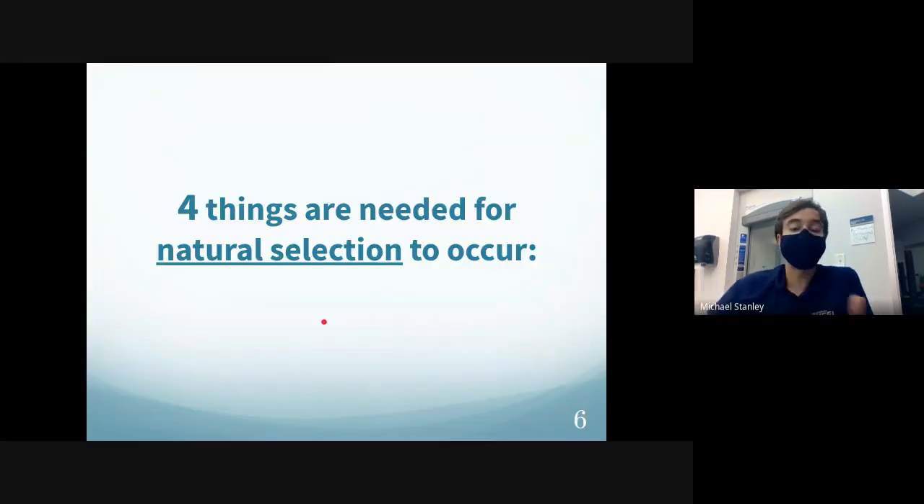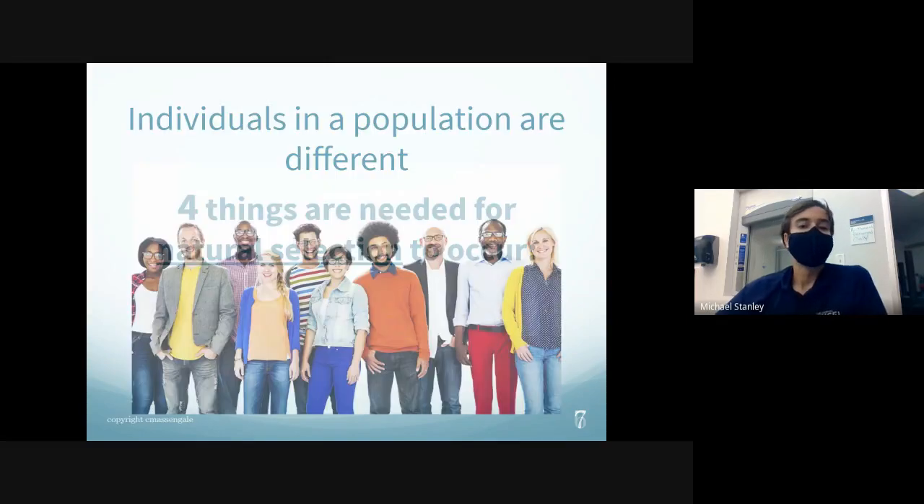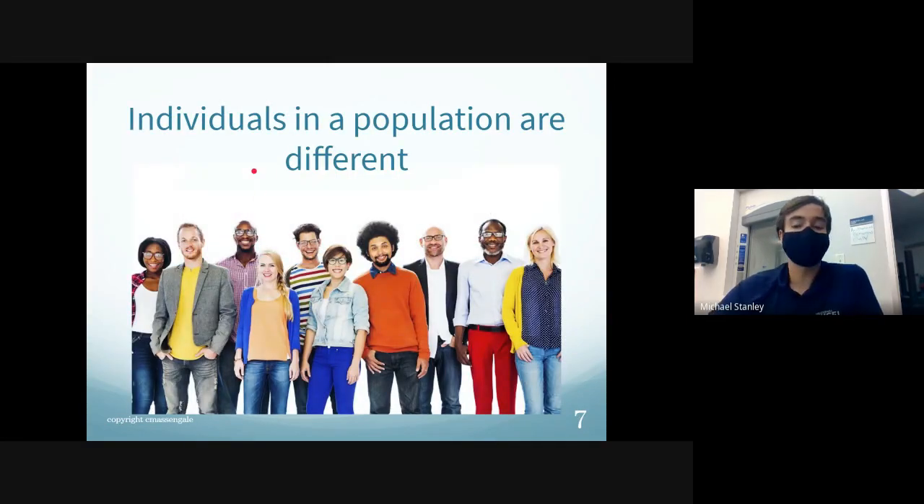So, in order for natural selection to happen, there are four things that need to be going on in our population, in our group of animals. The first one is that individuals in a population are different. If every single animal in the population got the exact same traits every single generation, then natural selection could not happen because nobody would be better at doing anything versus anybody else. But if the individuals are different, then some of them might have some better or some worse characteristics.